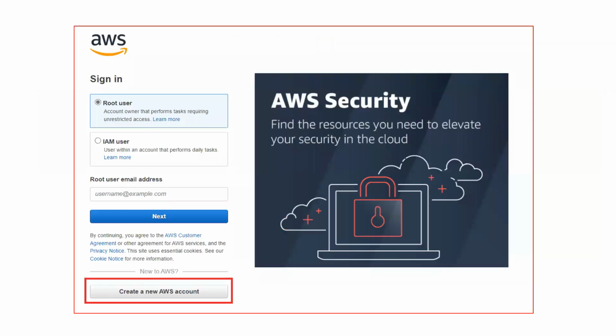Once you click on complete sign up, you will get two options for user. One is the root user and the second is the IAM user. Because you are going to create a root user for your cloud account, select the root user, and after that you have to enter the root user email ID. Here you can specify your email ID and then click on next.